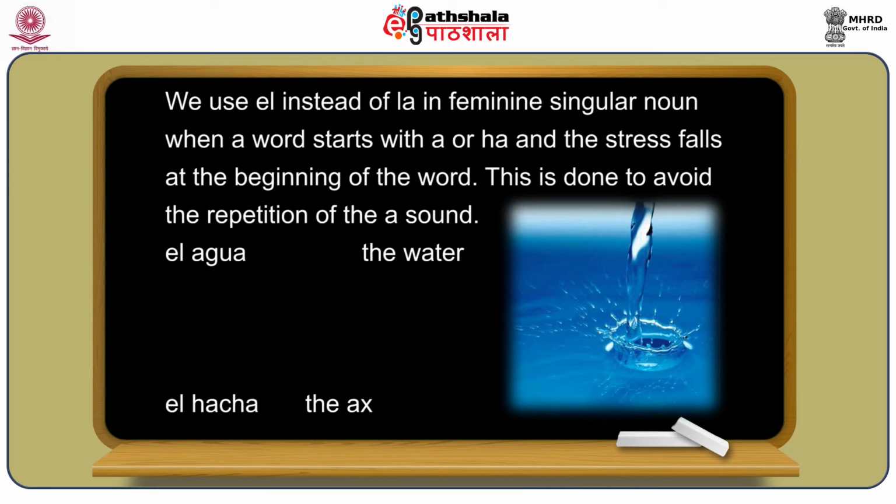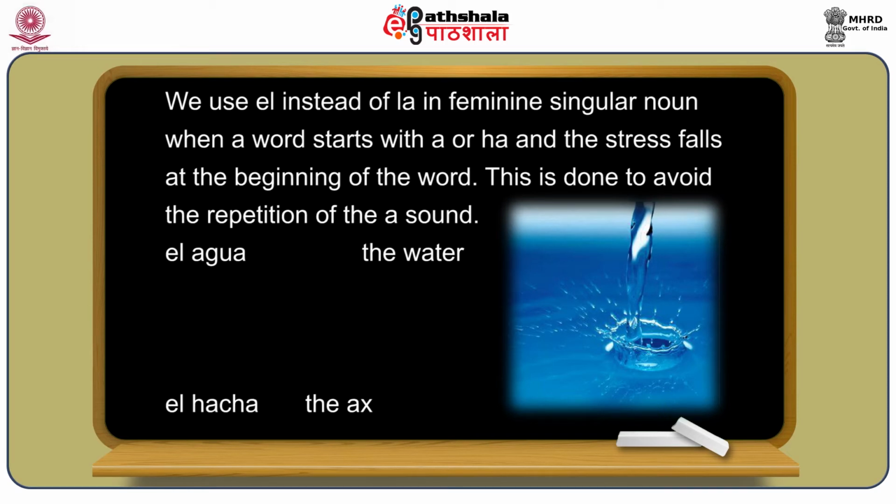For example, if I say la agua, the article ends in a, that is la, and the noun starts again with a, that is agua. That's why, to avoid this confusion, we say el agua. Same way, el hacha. Hacha is the axe, so we will not say la hacha, but we will say el hacha.